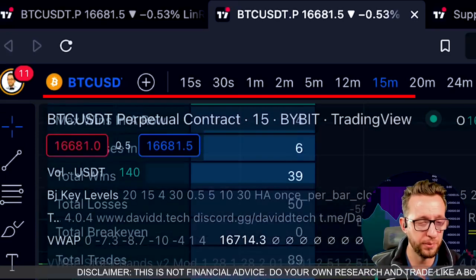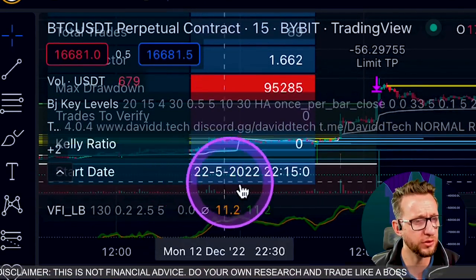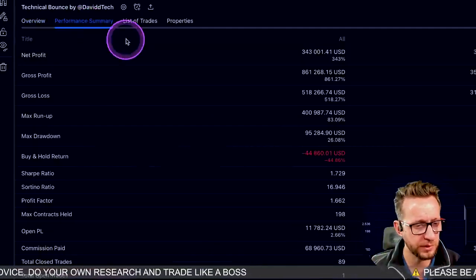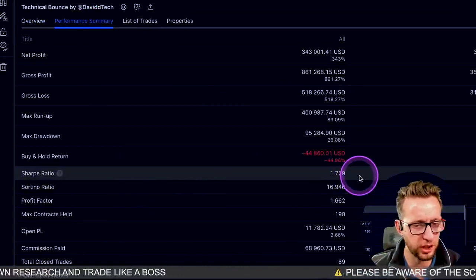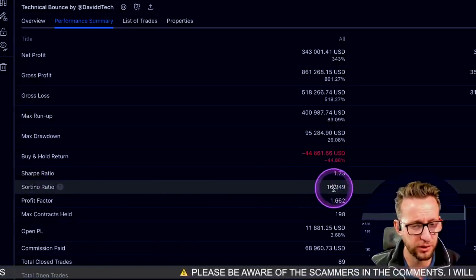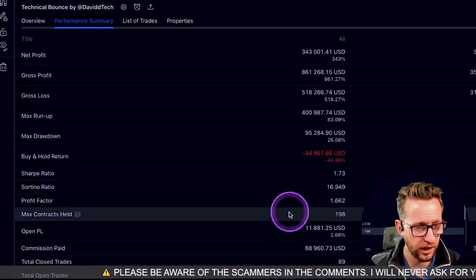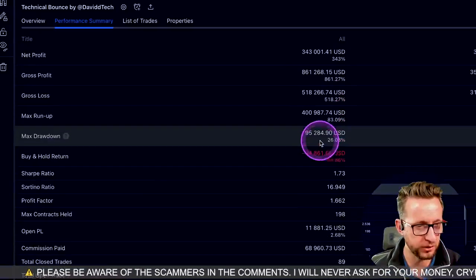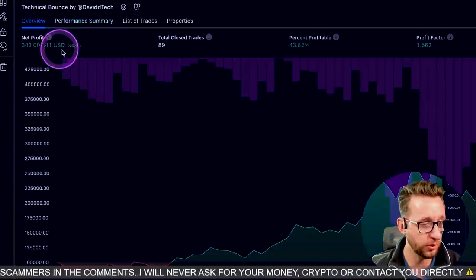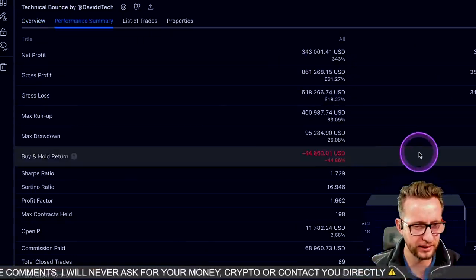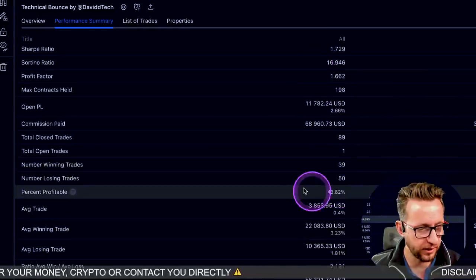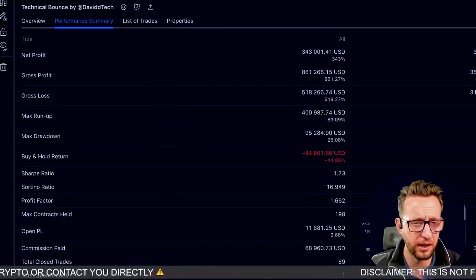We are on the 15-minute on BTC USDT, which means that our first trade was around 7 months ago. Okay, so if I then go over to some of the more important, as far as I'm concerned, stats, we have a Sharpe ratio of 1.73, which is very good, and a Sortino ratio of 16, which is absolutely excellent as well. The buy and hold was minus 44%. So when you look at the potential profit that we would have made here, it's absolutely excellent as a trading strategy, even though it has a low win rate. Other information, that's about it on that one, I guess.